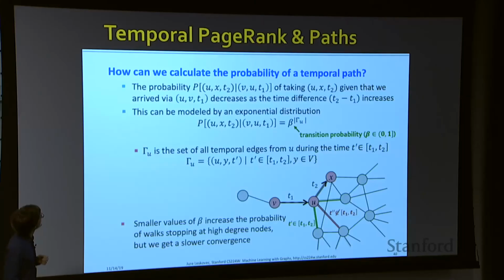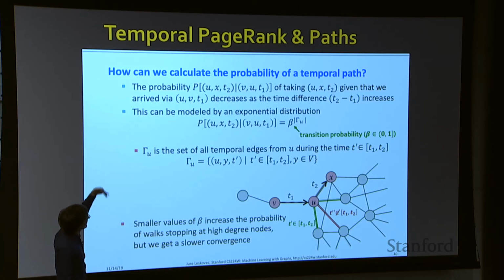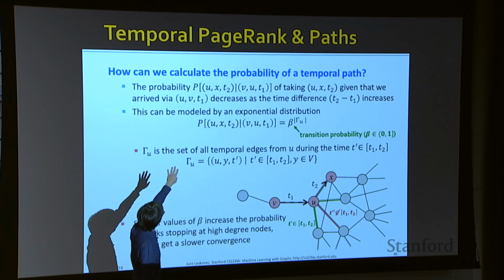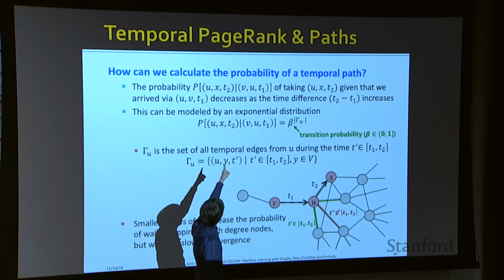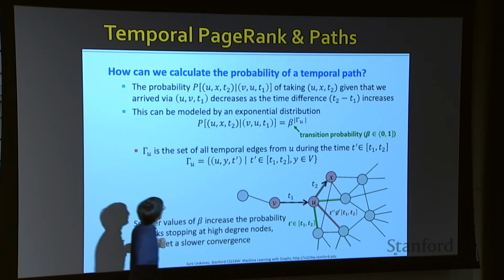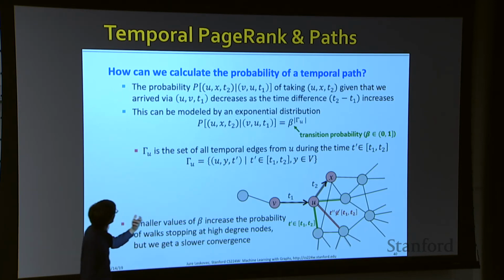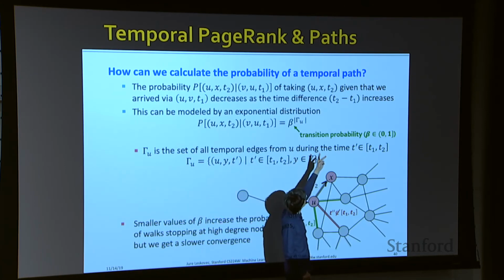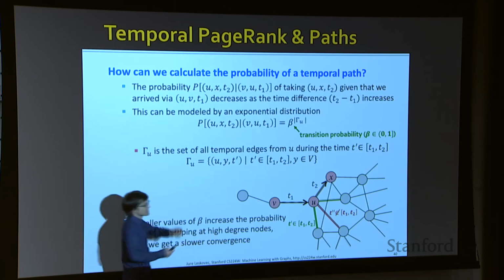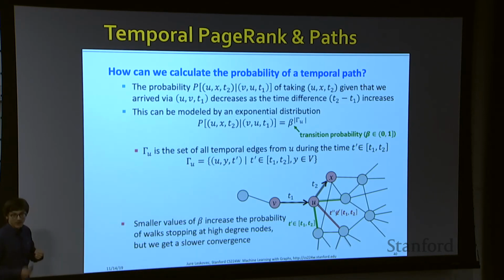The way we can think of this is, we want to calculate the probability of a temporal path, right? So we want to ask, what's the probability of me going from u to x at time t2, given that I went from v to u at time t1, right? And my goal here would be to model this notion that the probability of transition should decrease as the difference increases, right? The bigger the time delta, the less likely I am to take that step.